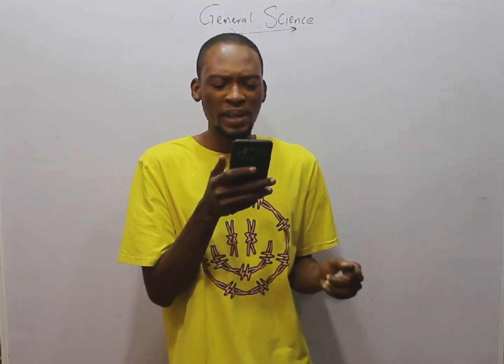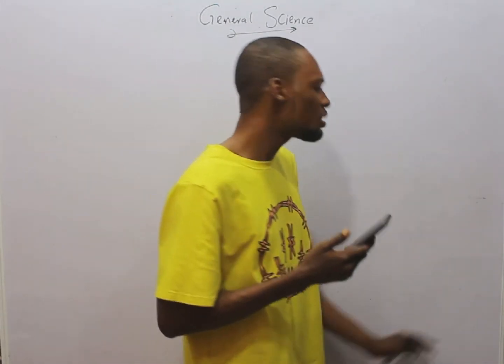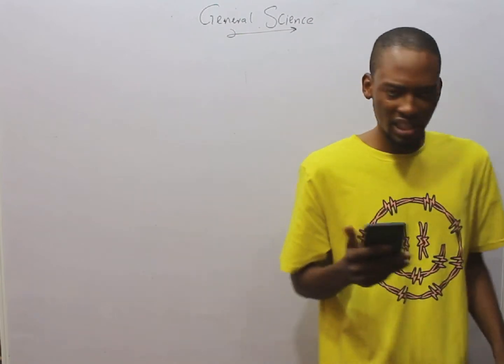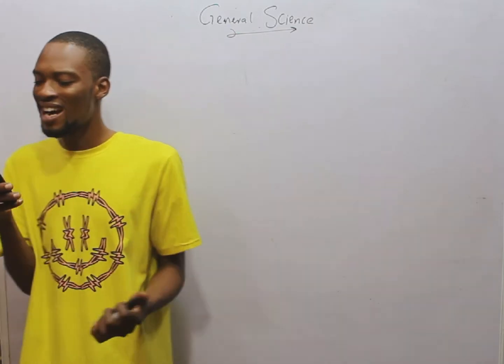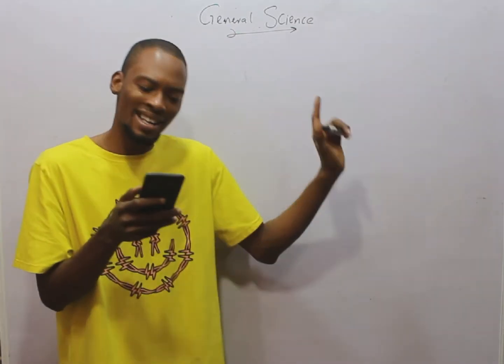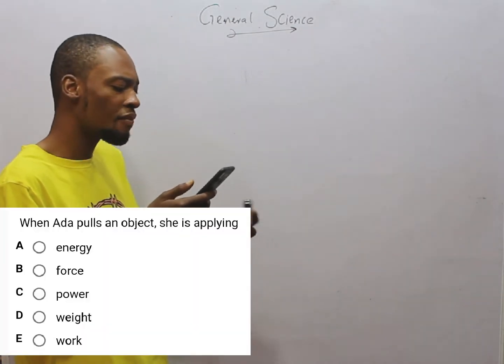The path which the planet moves around the sun is referred to as dash. The solar system is made up of the sun and the planets. So the path which the planet moves around the sun is referred to as its axis. A-X-I-S, axis. When Ada pulls an object, she is applying dash.